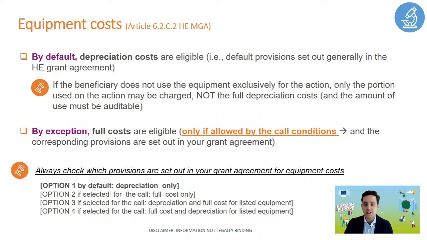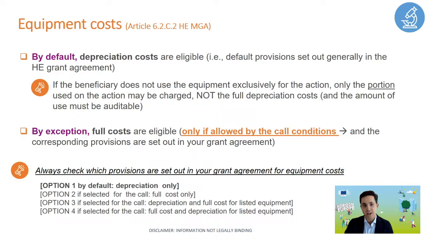So it's very important to distinguish, okay, in this general rule, depreciation cost is eligible. The full depreciation cost applies if the equipment is used exclusively for the action. If not, you will have to make a measure to determine the portion of the use of this depreciation cost for this specific action. However, the Horizon Europe Model Grant Agreement also established an exception: you can claim the full cost of this equipment only if it's allowed in the call conditions.